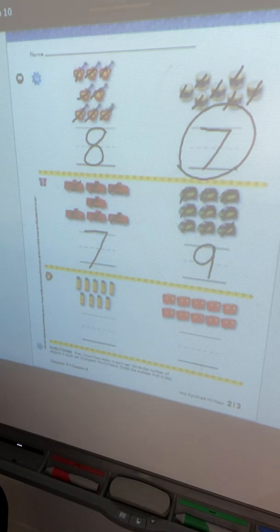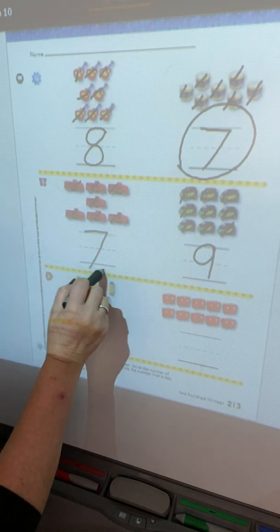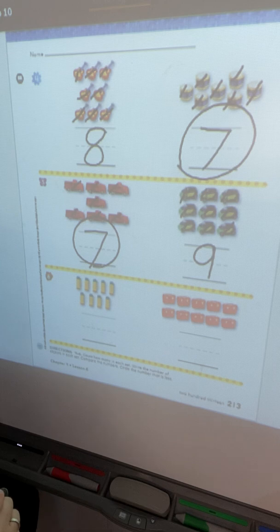Okay, compare. Do you have less trucks or less vans? You have less trucks, 7. So circle that 7. Last one on this page, number 6.